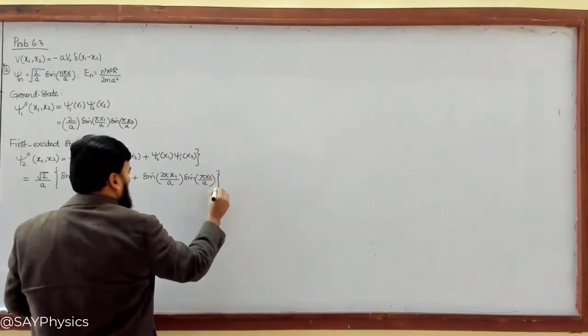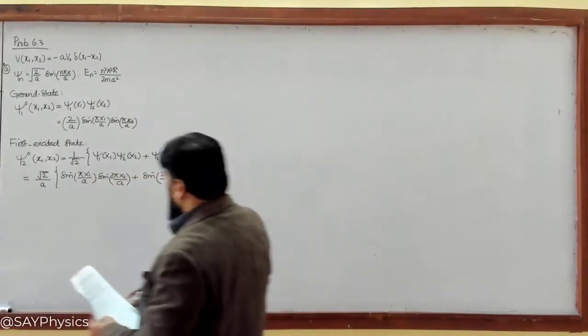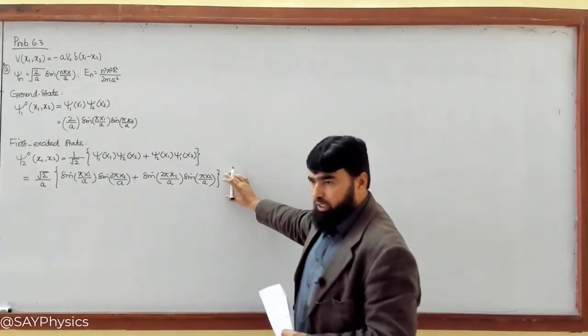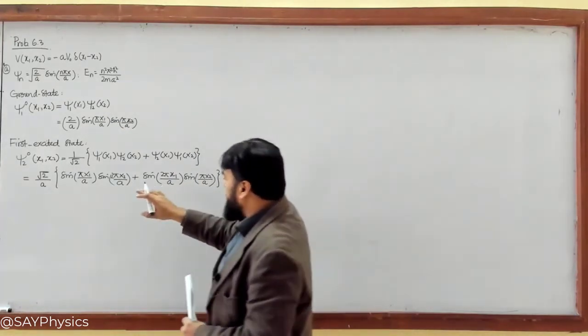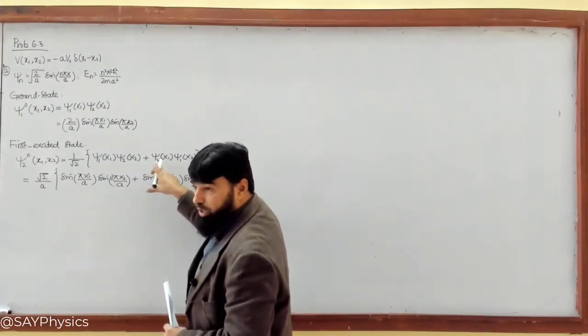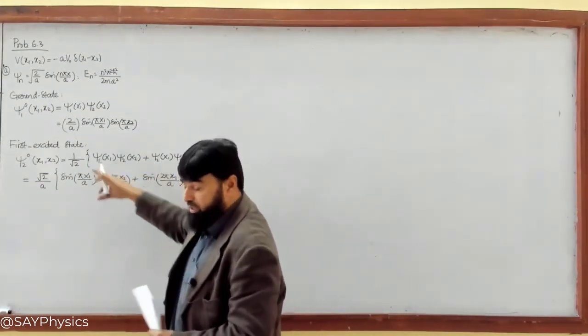This is the excited state wave function. I hope you understood this point, that here when it is psi 2, psi n, so n is 2 here, n is 1 here.